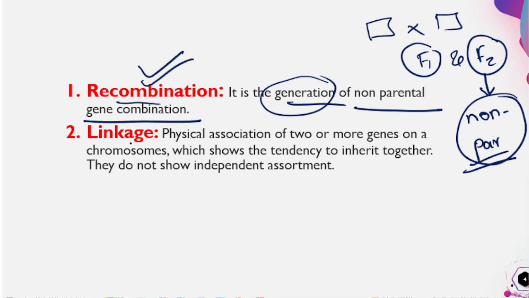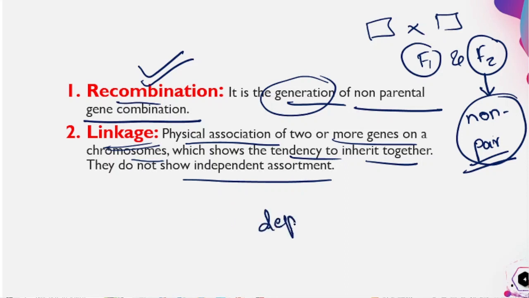Clear? Okay. Linkage. What is linkage? Physical association of two or more genes on a chromosome, which shows a tendency to be inherited together. They do not show independent assortment. We already studied this, right? They will not be independent of each other. They will be dependent on each other. We already saw this in our previous slide.